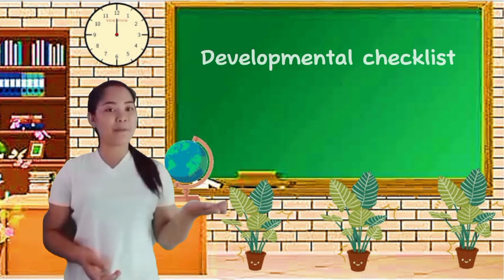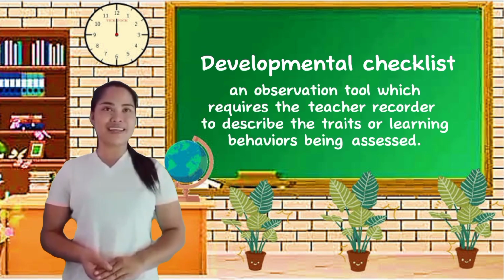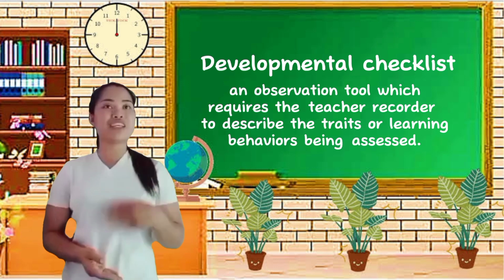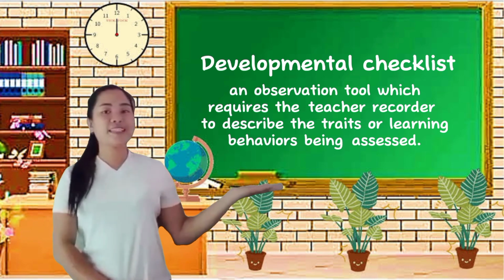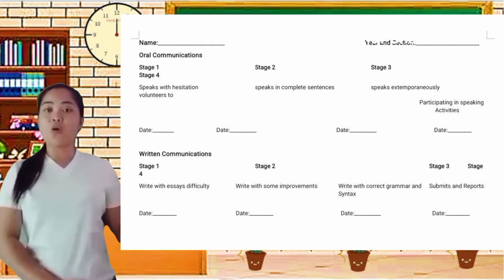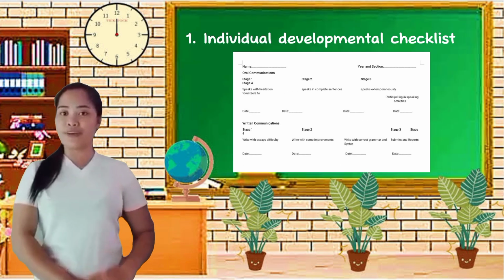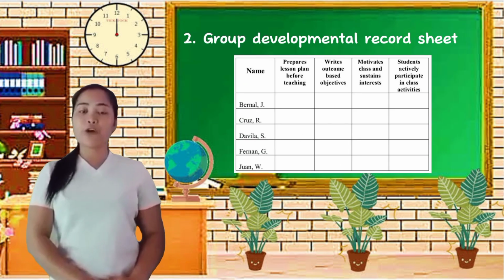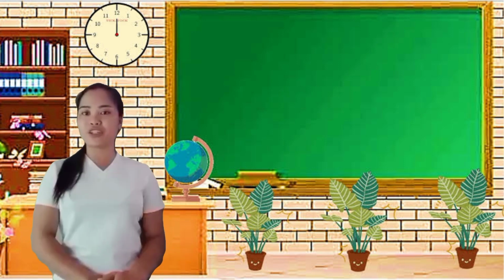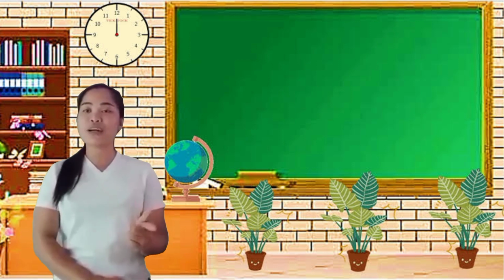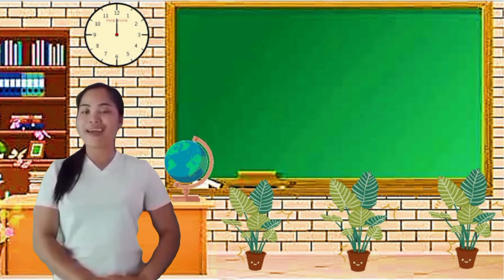So what is a developmental checklist? A developmental checklist is part of observation tools that requires the teacher or recorder to describe the traits or learning behaviors being assessed. So this is an example of a developmental checklist. We have the individual and group developmental checklist. Educators mostly use this tool to record what they have observed about their students. And also, the purpose of this developmental checklist is that you can see as a teacher if your student is developing as you have expected.